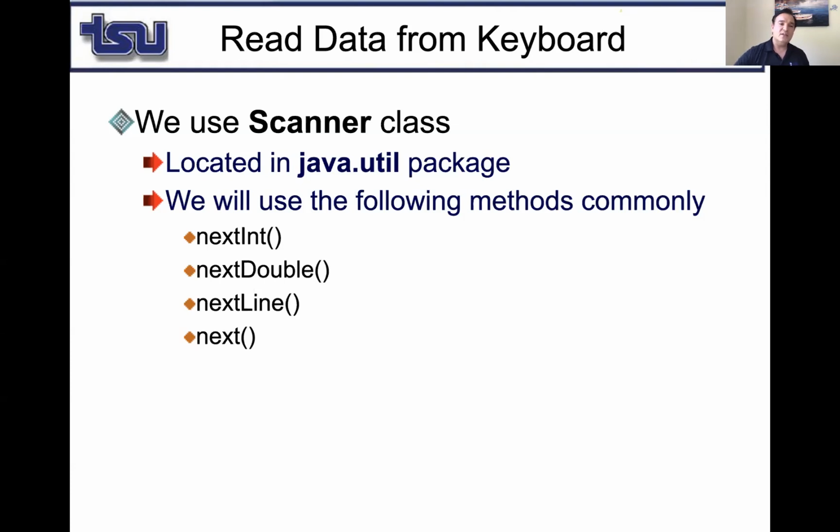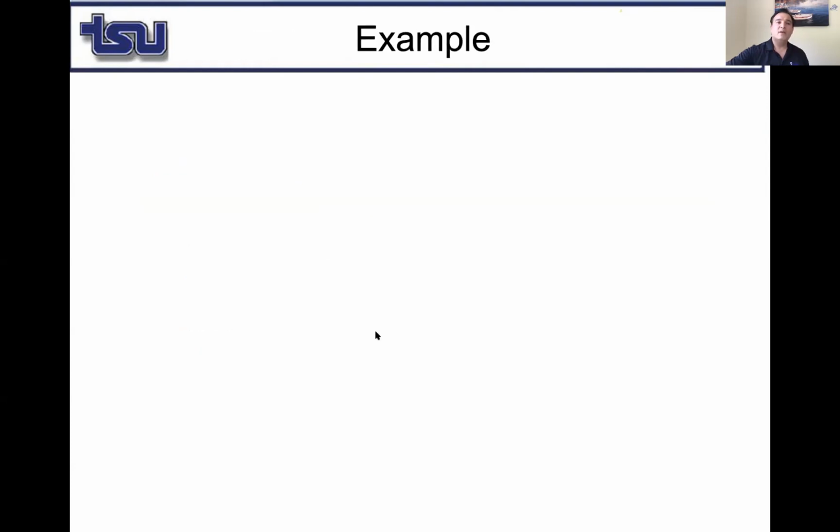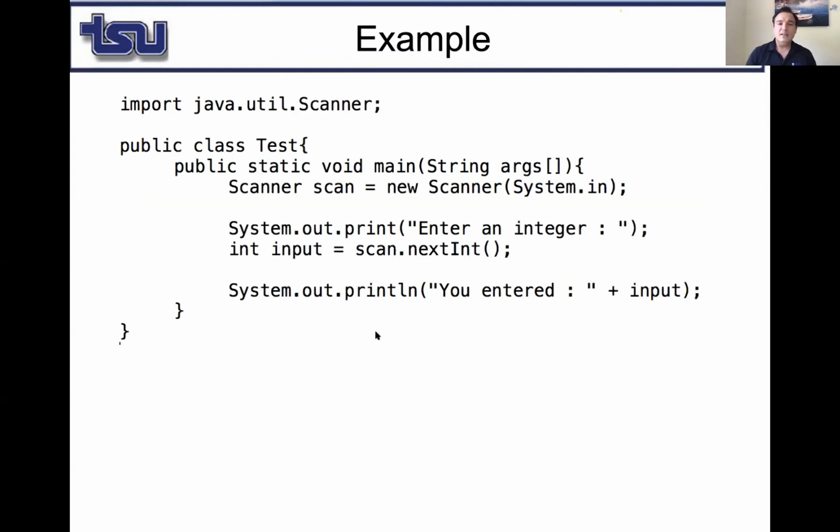nextInt, pay attention, n is lowercase because a method name starts with lowercase. And if you have multiple words, the second one starts with a capital letter. So I is capital. Similarly, nextDouble: n is lowercase, D is capital. A single word starts with lowercase, and methods have parentheses. Okay. So here is the example. Let's take a look at that. I'll give you 10 seconds to look.